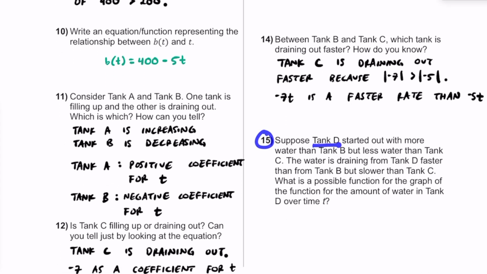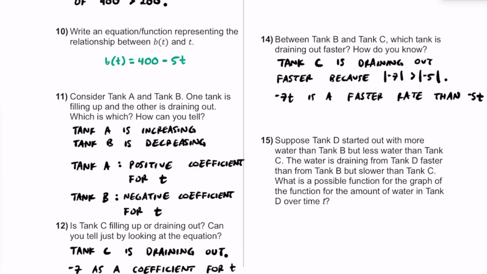All right, one final question here for question 15. It says, suppose tank D started out with more water than tank B, but less water than tank C. Okay, the water is draining from tank D at a faster rate than tank B, but a slower rate than tank C. What's a possible function? So we're going to come up with a function here for the graph of the function for this tank D over time.